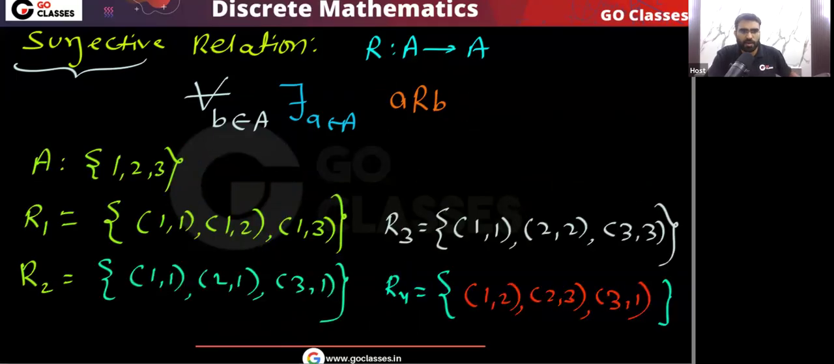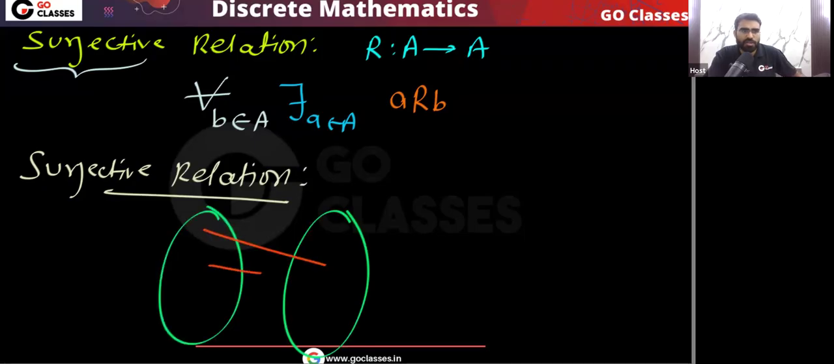Okay. Is this clear? Now, tell me this R1, is this a surjective relation? You can actually compare this surjective relation definition with the surjective function definition. Basically, we are saying that this is similar to a surjective function, right? This definition is similar to the surjective function definition. Here we are saying that whatever element you take, for everyone there should be someone.